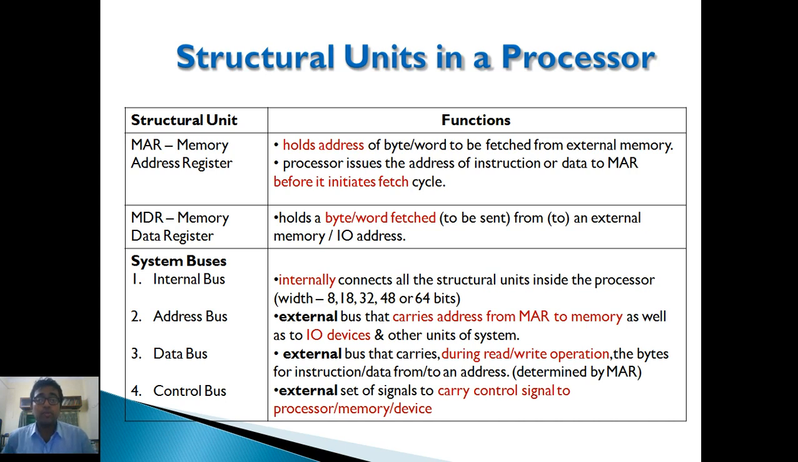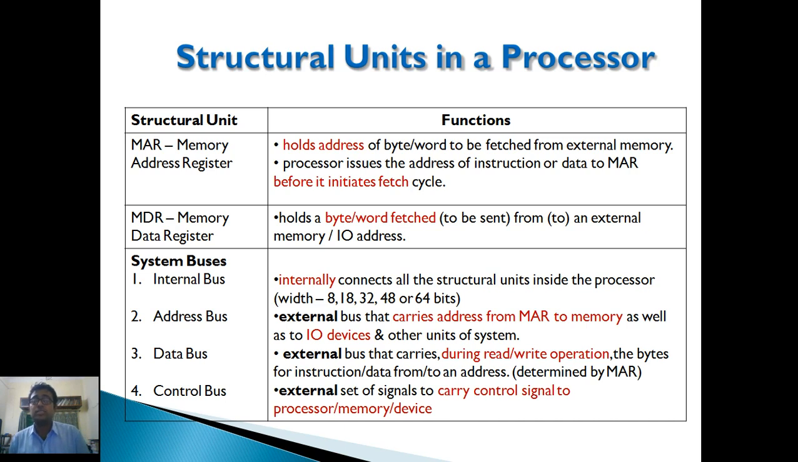Next is memory data register. Now what is the function of memory data register? Memory data register holds a byte/word, an 8-bit information, fetched. It holds a byte from an external memory or input-output address. It simply holds the information or data that is fetched from an external memory or input-output address.